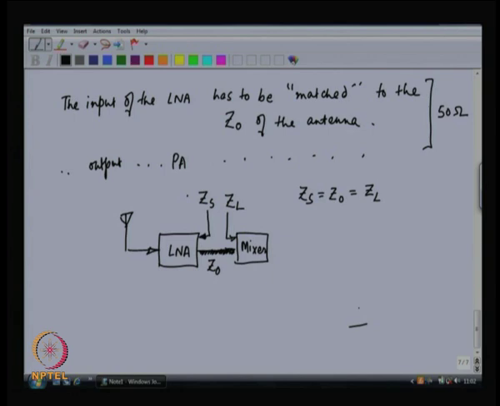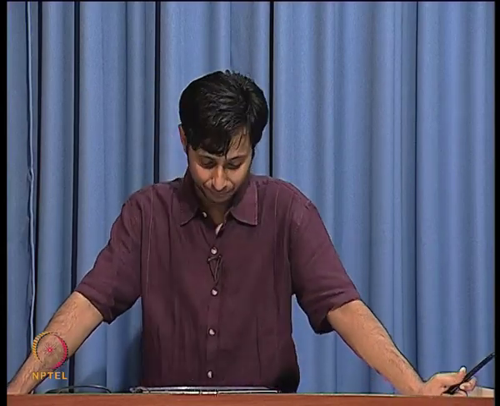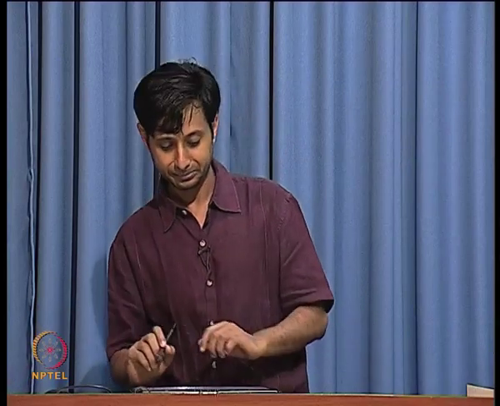Does this have to be equal to 50 ohms? No, it does not. It does not have to be 50 ohms, it just has to be equal to the characteristic impedance of the wire that is connecting the low noise amplifier and the mixer. There is no 50 ohms in this. 50 ohms is for the antenna.